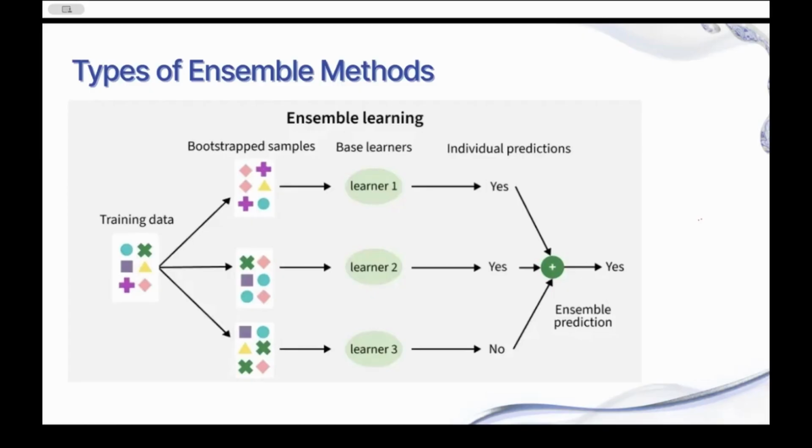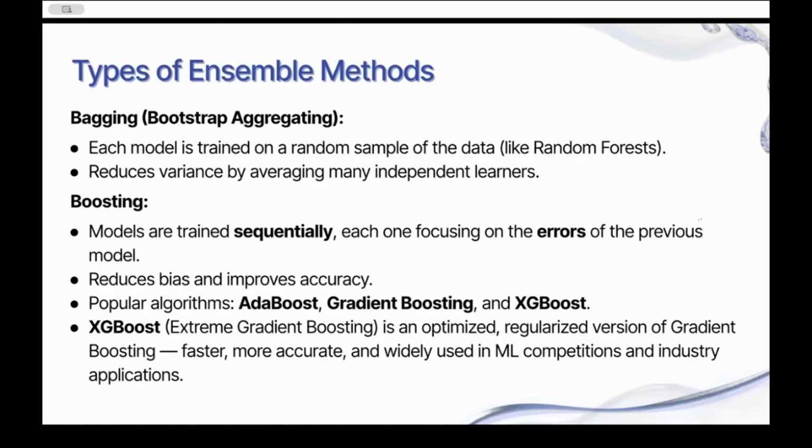XGBoost? What's the learner? What's the base model of XGBoost? XGBoost basically uses boosting. As it's described here, it's an optimized, regularized version of gradient boosting. It's faster, more accurate, and widely used in machine learning competitions and industry. It's basically an implementation of boosting, if that makes sense. Okay.